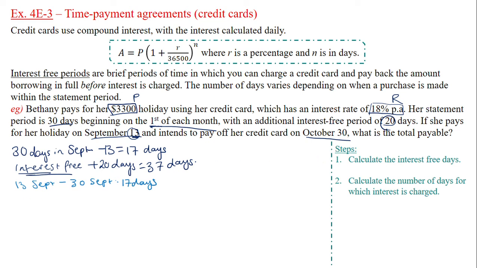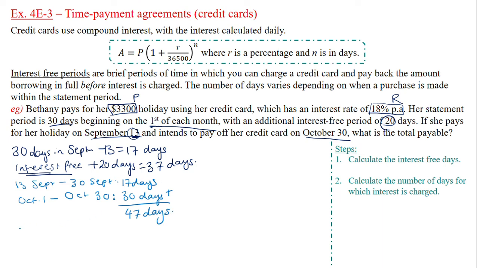She's planning to pay off her credit card on October 30. So starting October 1st and finishing October 30. I don't mind if you write it as a list or if you skip these steps. You are more than welcome to, of course, not write out step by step, but I would recommend it. From October 1st to October 30, that's 30 days as well. Adding those together gives a total of 47 days.